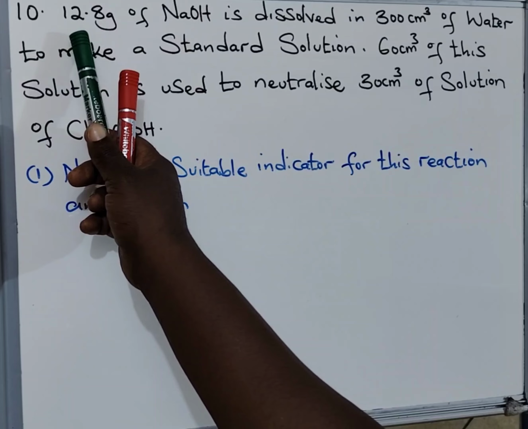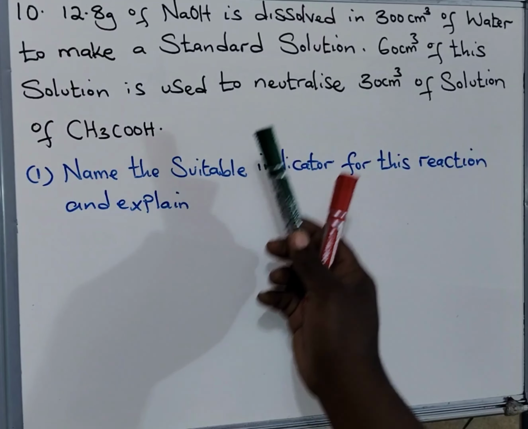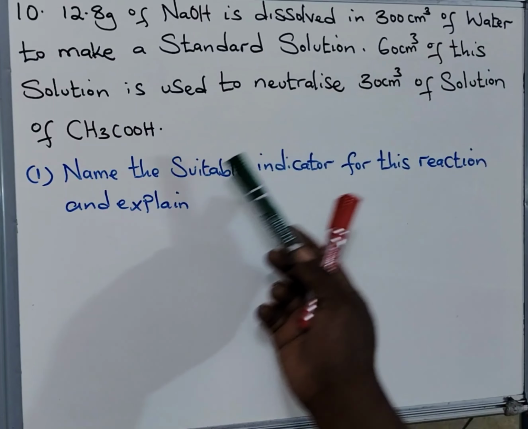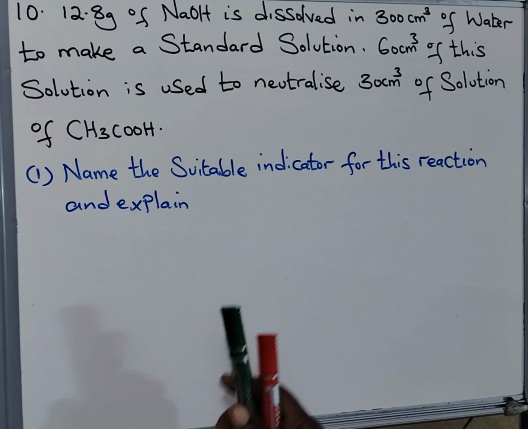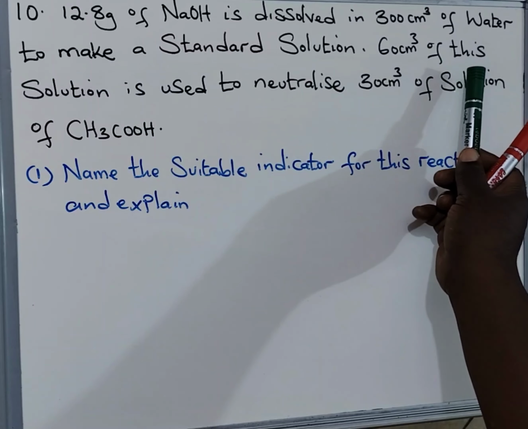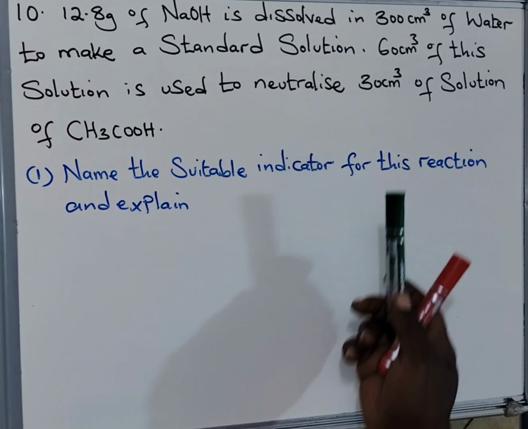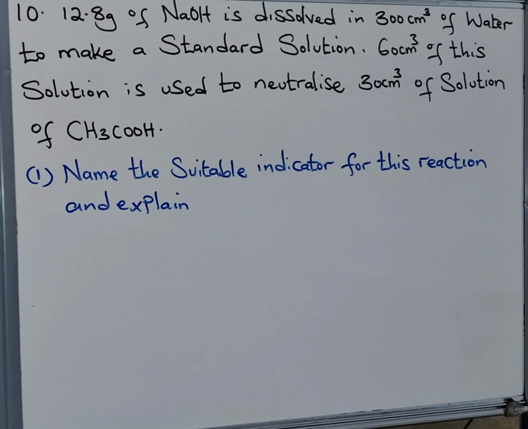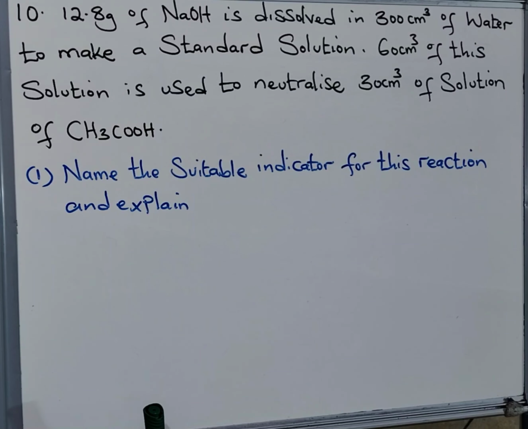Today we are looking at this question. It says that 12.8 grams of sodium hydroxide is dissolved in 300 cubic centimeter of water to make a standard solution. Okay. Now, 60 cubic centimeter of this solution is used to neutralize 30 cubic centimeter of solution of ethanoic acid. And the question says that name the suitable indicator for this reaction and explain.